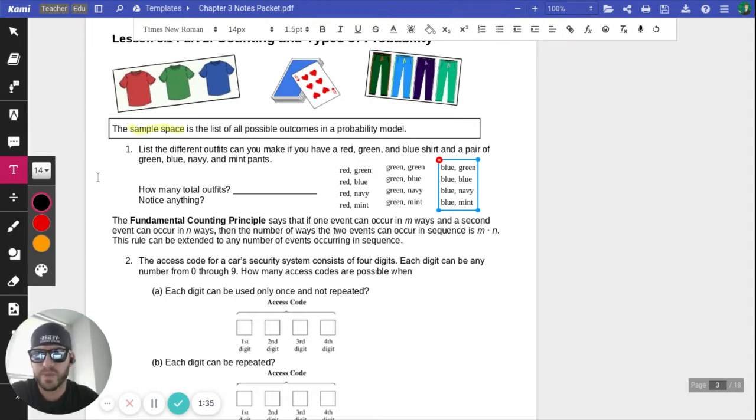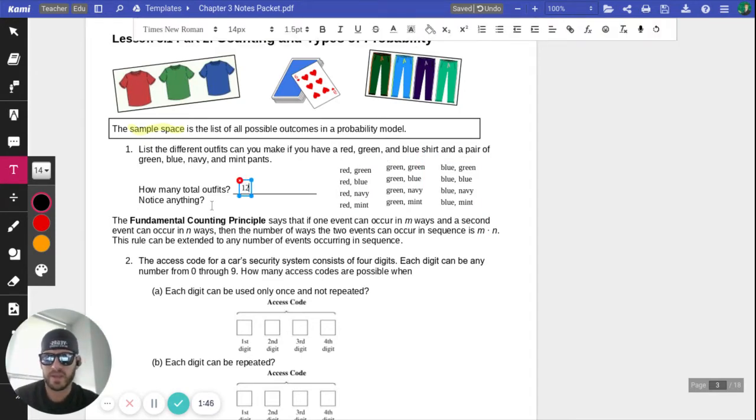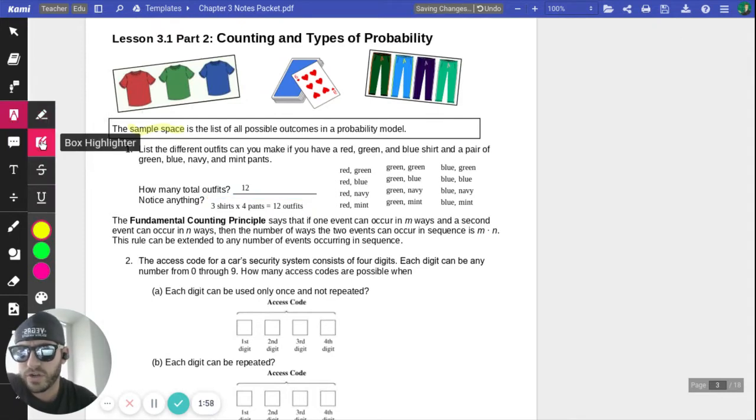Three, two, one. So then it asks how many total outfits were there. So we got 4 here, 4 here, 4 here. So we have a total of 12. And we can notice that we have 3 shirts. If we multiply that by the 4 pants, that gives us our 12 outfits. And what we have just explored and determined is the fundamental counting principle.